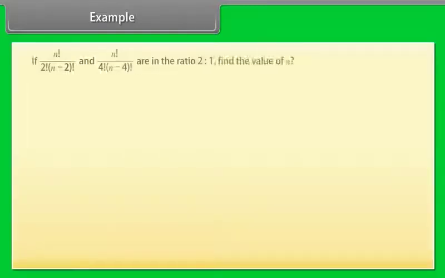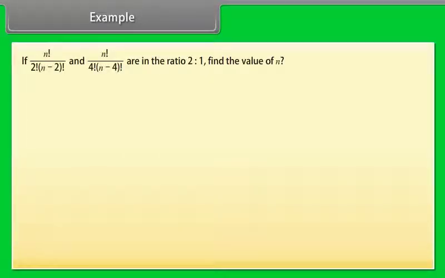Example. If n!/(2!(n−2)!) and n!/(4!(n−4)!) are in the ratio 2 is to 1, find the value of n. Solution. n!/(2!(n−2)!) is to n!/(4!(n−4)!) is equal to 2 is to 1.